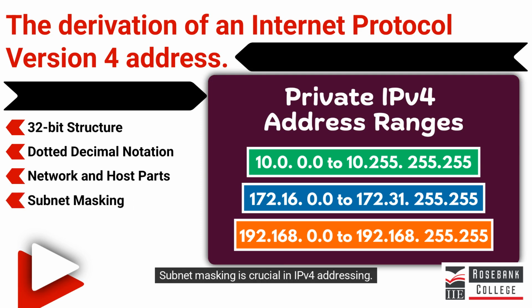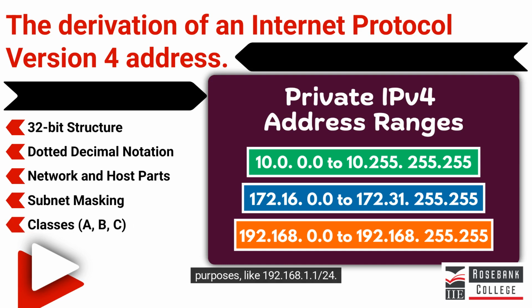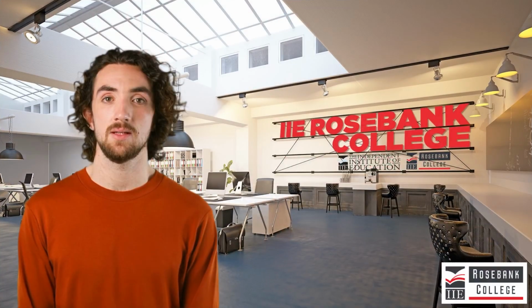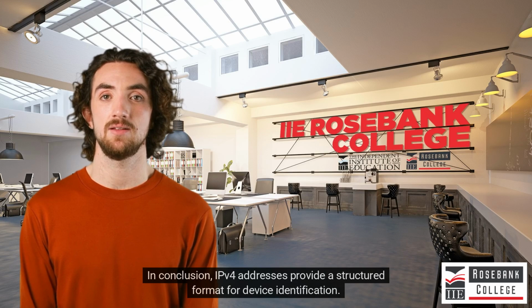Subnet masking is crucial in IPv4 addressing. It isolates the network and host portions, with classes A, B, and C defining different address ranges and purposes, like 192.168.1.1/24. In conclusion, IPv4 addresses provide a structured format for device identification.